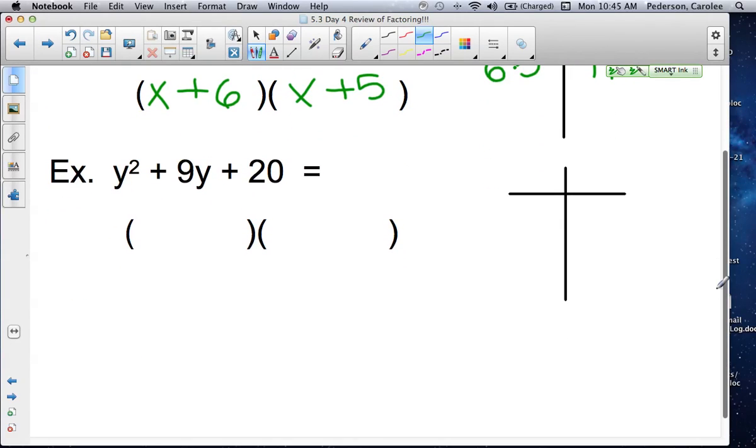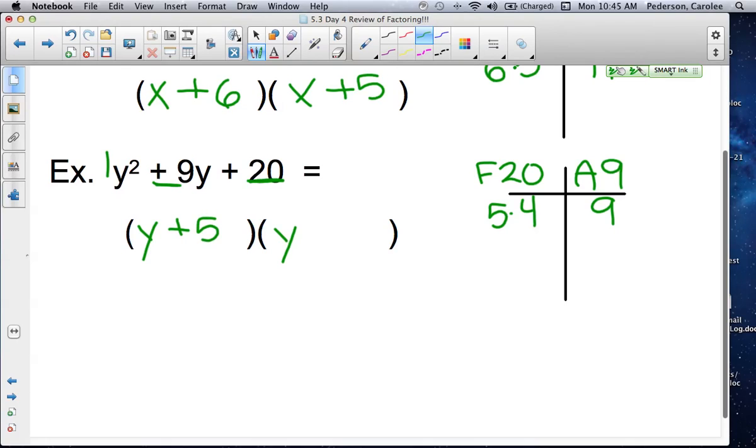Here's another example. Again, the leading coefficient is 1. So we split up the 20 into factors of 20 that add to 9. So 5 times 4 adds to 9. So you split it up as y, and then plus 5, plus 4. Again, you can FOIL these back out, and you'll get your original trinomial back.